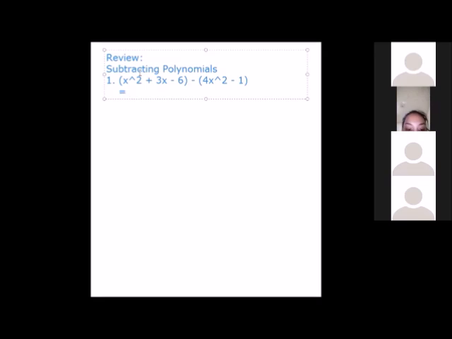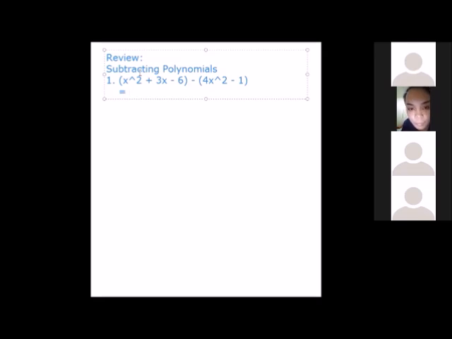So before we proceed to our main lesson today, which is about multiplying polynomials, we're just going to have a review of what we had yesterday about subtracting polynomials. And again, the rule says that we have to have the additive inverse of the second polynomial before we proceed to addition. So here, if we have x squared plus 3x minus 6 minus the second polynomial, which is 4x squared minus 1.